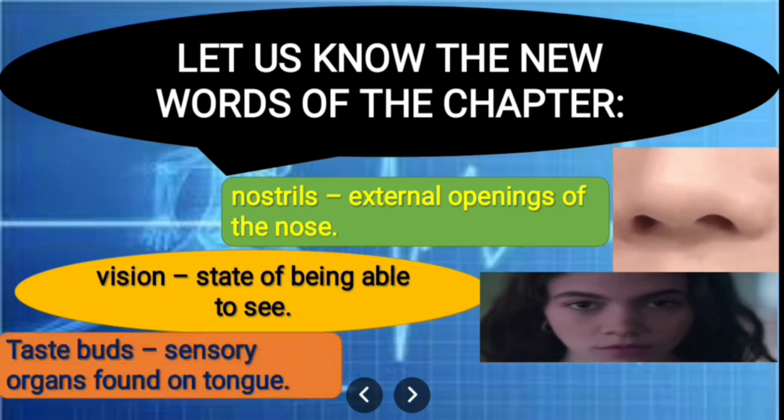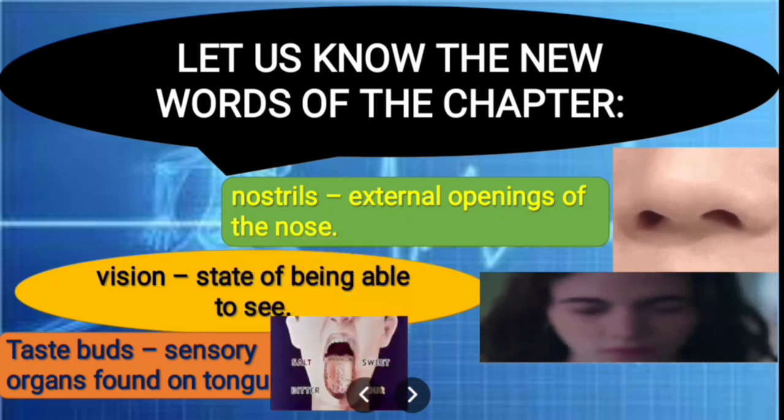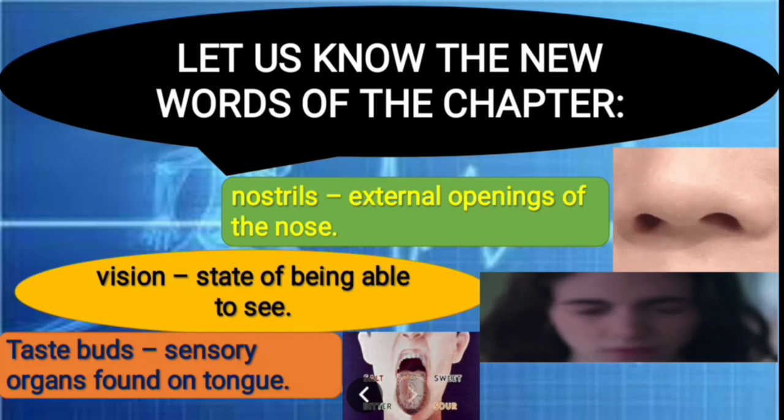Moving ahead, the next word is taste buds. So what are taste buds? They are the sensory organs which are found on the tongue. With the taste buds you can taste sweet, salt, sour and bitter. So we have taste buds.